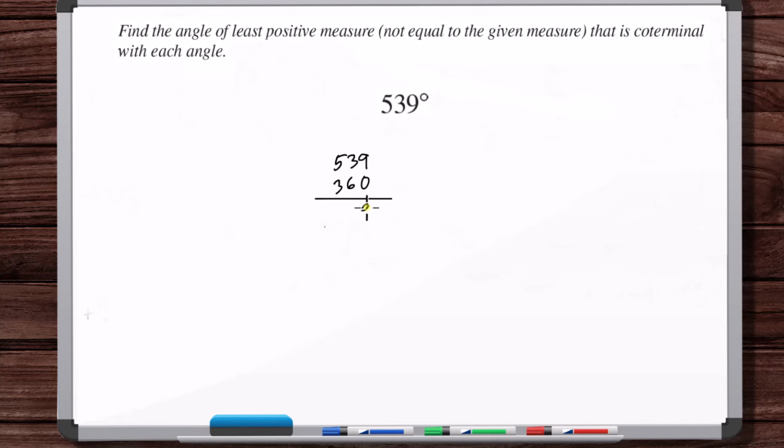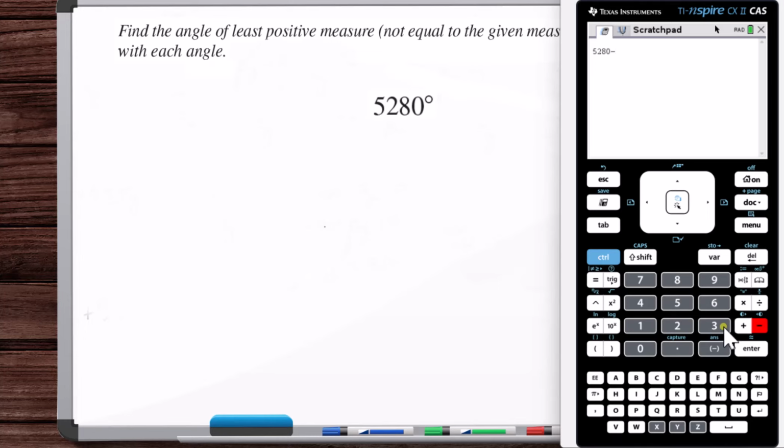So, okay, 179, but we can't subtract 360 again, and we won't have a positive measure, so 179. Okay, so here we're just going to keep subtracting 360 until we get something between 0 and 360. So let's just use the calculator. 5280 minus 360 minus 360. I mean, there's probably a more efficient way to do this.